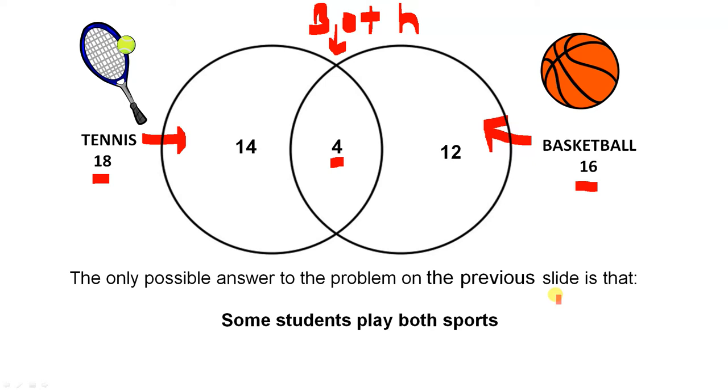So, the only possible answer to the problem on the previous slide is that some students play both sports. And that is the reason. So there's the 4, and that explains why the 16 and the 18 actually added up to 34. So that was a nice little problem, and I think if you thought about it enough, you probably could have solved that. I hope you enjoyed that problem.